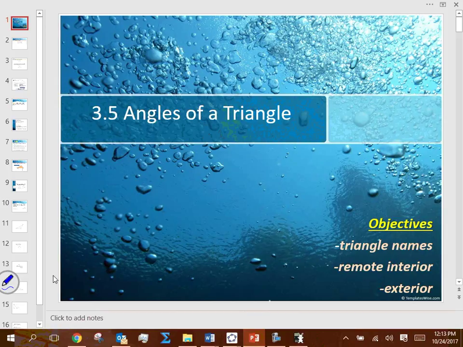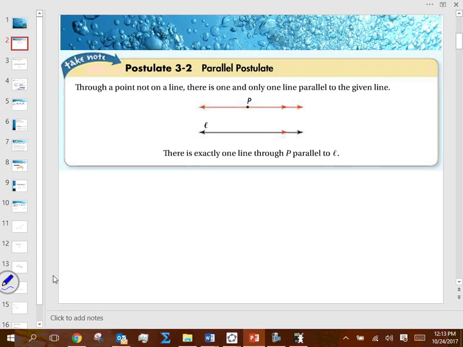So we're talking about angles and triangles. Today we'll talk about how we can name triangles, and then some new definitions for particular parts of triangles that maybe you haven't seen in the past, and how they reference and how we create them based off of other things, other angles, and ultimately in the triangle. So this is 3.5.